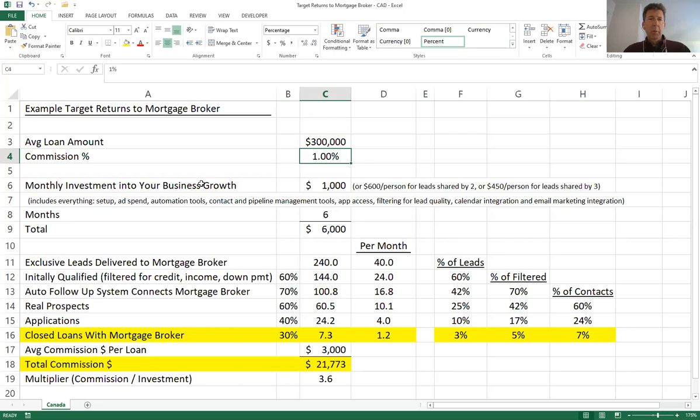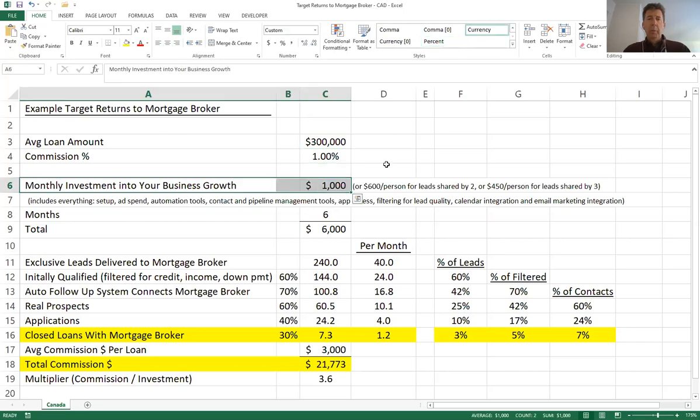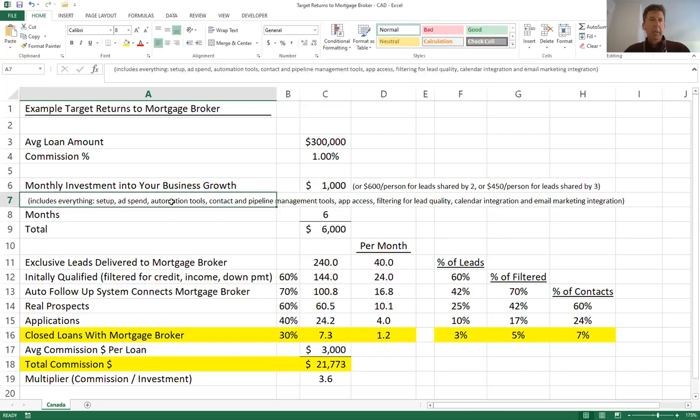In terms of the investment, our working together is $1,000 per month Canadian, obviously plus GST. Wish I could avoid that for you, but I can't. And that includes everything. Let me just say that my counterparts may charge, say, $500 for a setup, $500 for ad spend, $500 for my services, et cetera. I don't do that. I'm going to include everything that you saw before, including the setup, all the automation tools, and the ad spend.